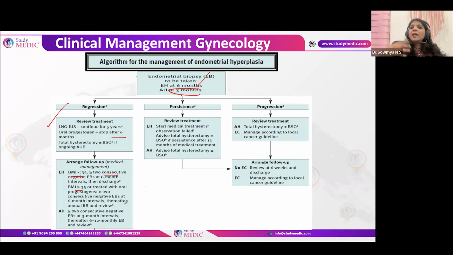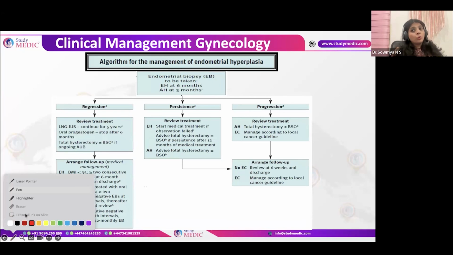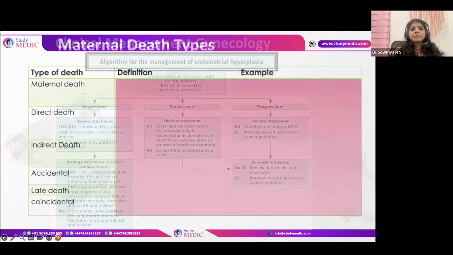Higher the BMI, higher probability of endometrial cancer. Unlike the atypical hyperplasia, where you go ahead and do a 3 monthly twice and then repeat 6 to 12 monthly. Obviously, if they are progressing, you go for hysterectomy. Guys, I'm just simplifying this. Go through this flowchart without fail.